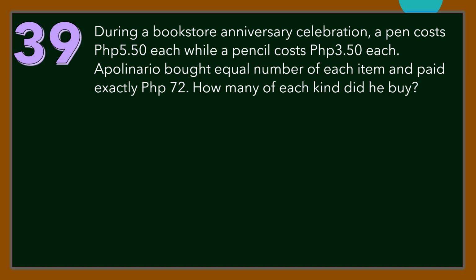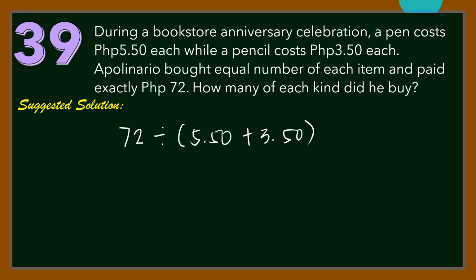For our solution, let us divide 72 by the sum of 550 and 350. That will be 72 divided by 550 plus 350, since he bought an equal number of each item. So that will be 72 divided by 9 pesos, and this is equal to 8. Hence, Apolinario bought 8 of each item.